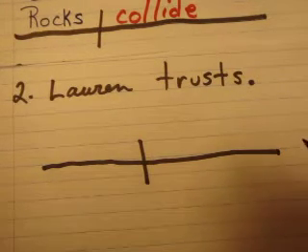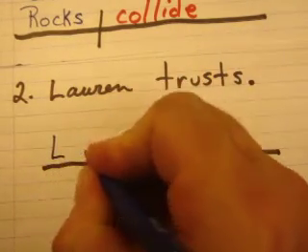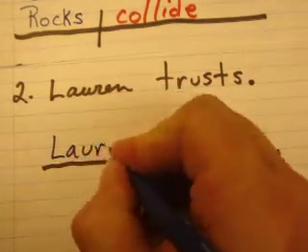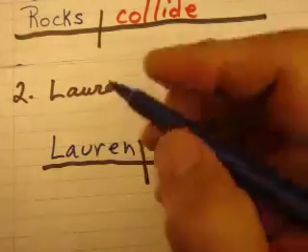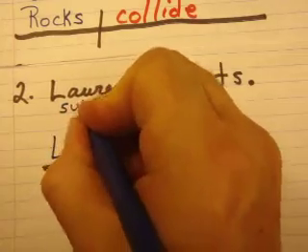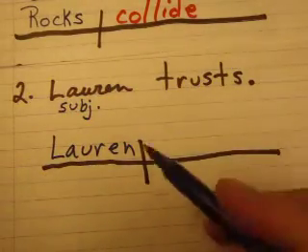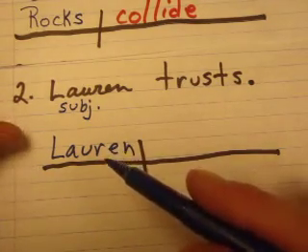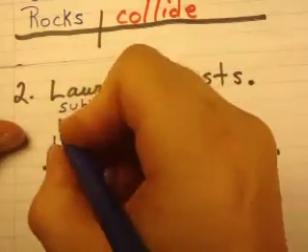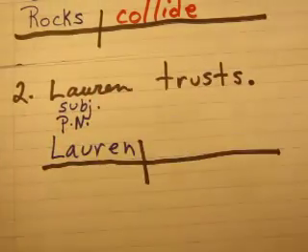Oh my gosh, that's right! I see that you wrote Lauren on the subject side. I also see that you labeled this SUBJ. And also, Lauren is a noun. All subjects have a noun. However, this is a proper noun because it's somebody's name. I know you labeled this PN.